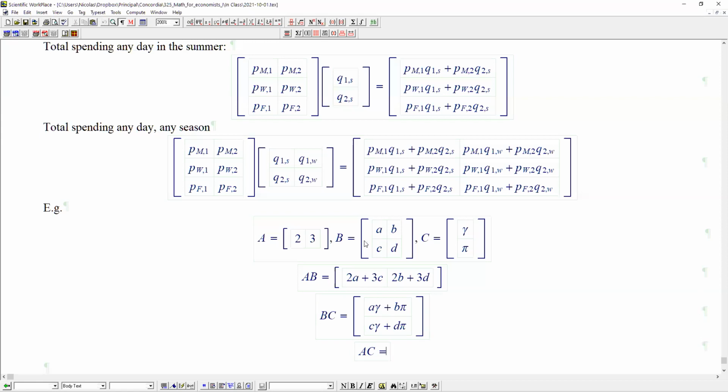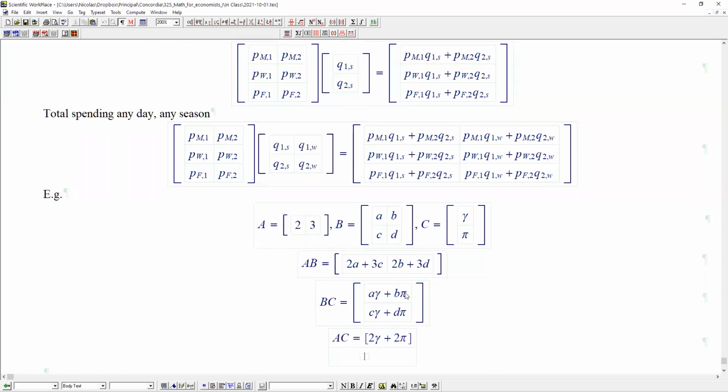Yes, because it's exactly as if A was 2, 3, and I was doing the inner product. Here it's already transposed in some ways. So I get 2 times gamma plus 3 times pi. All right.